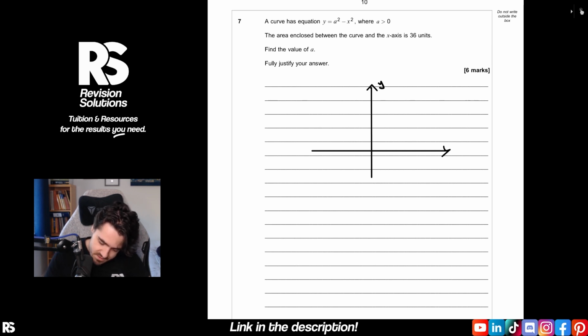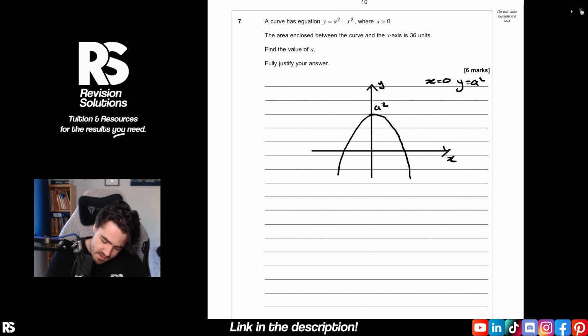So this is our y-axis here, this is our x-axis, and then overall this is a negative quadratic, so it's going to be an N shape overall, and then we can easily think about where it's going to intercept the axes. So when x equals 0, we're going to get y equals a squared, so it's going to intersect the y-axis at a squared, so let's say it's there, and then it's an N shape, so it's going to do this kind of thing.